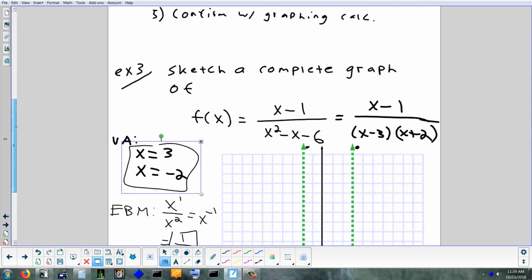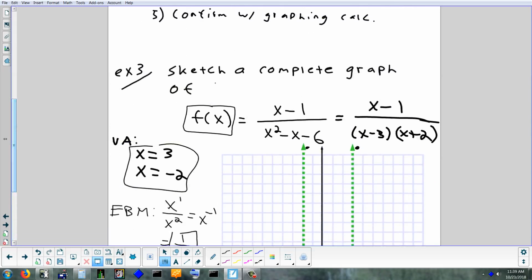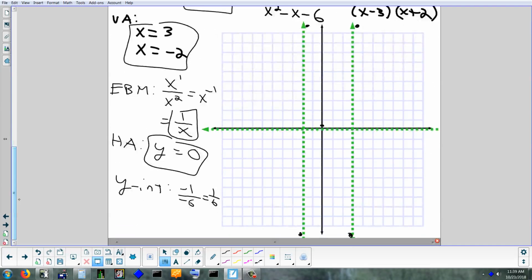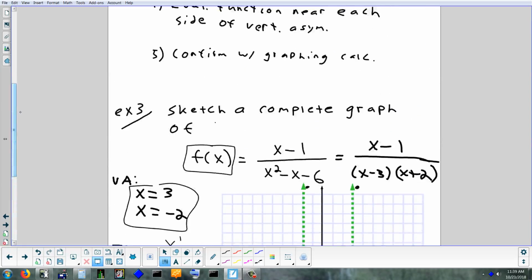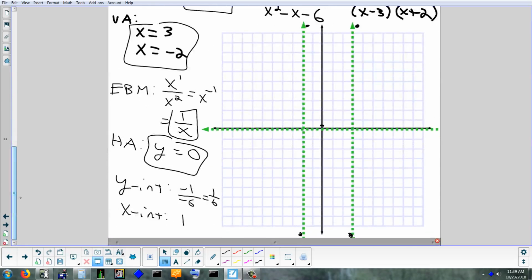X-intercept. Let's see what that is. So x-intercept is when you plug 0 in for y. The only way you could make a fraction equal to 0 is if the numerator is 0. What would make the numerator 0 here? 1. So my x-intercept would be 1. The only thing I have to check is, is 1 even a number you can plug in? Yeah, it is. You can't plug in 3 and you can't plug in negative 2. 1 is fine. So this is going to cross the x-axis at 1.